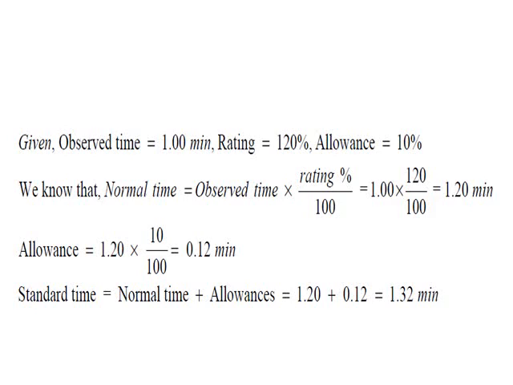What is allowance? The question gives that allowance is 10% of the time. Usually allowances are calculated from normal time. Just listen, allowances are calculated using normal time. So allowance equals 10% of the normal time we calculated, 1.2. 1.2 into 10%, that is 0.12 minutes. So standard time equals normal time plus allowance, that is 1.20 plus 0.12 equals 1.32 minutes. Very simple problem. The only thing to know is that allowances are calculated from normal time, and normal time equals observed time into rating factor. Clear, right?